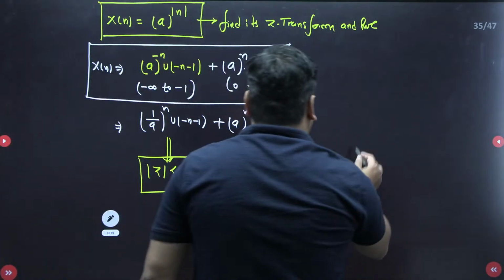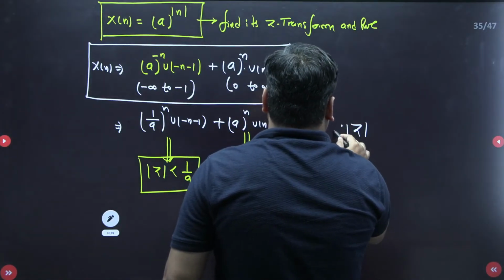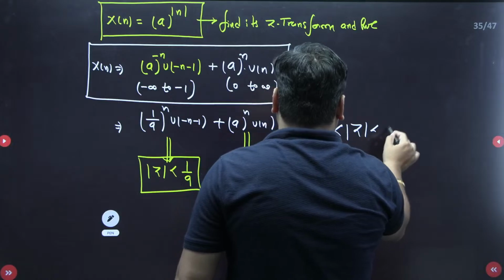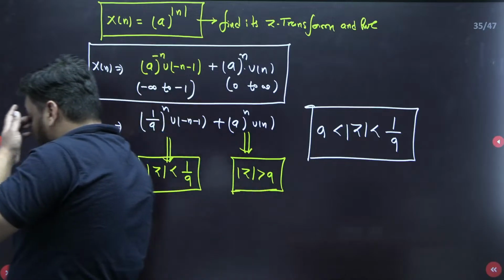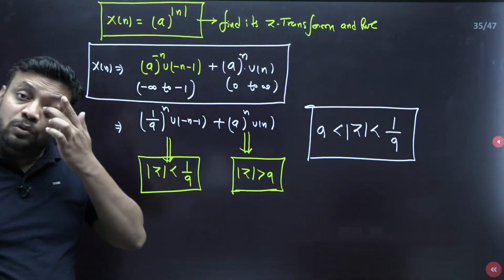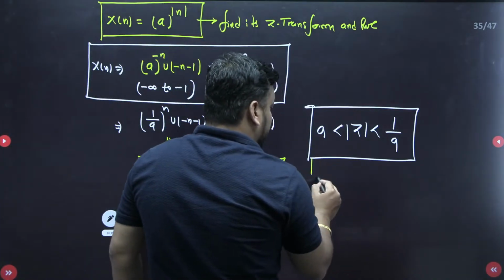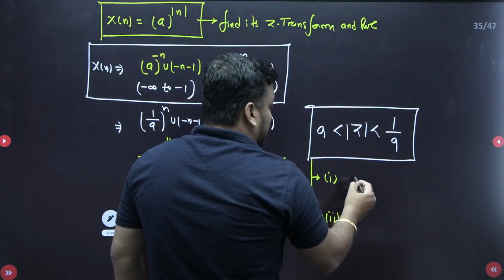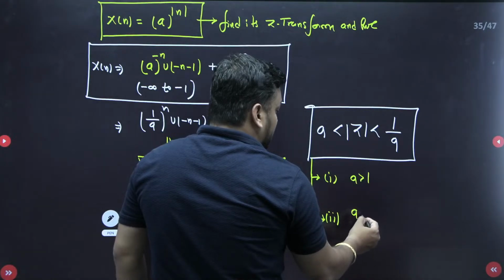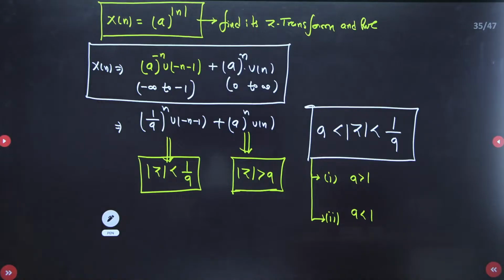So is there any common ROC? If I go for the common ROC, because it is a two-sided signal, mod of z should be greater than a and less than 1 by a. Now you should tell me when you will get the common ROC. If I give you two cases, whether a is greater than 1 or a is less than 1, in which case is there a common ROC? Do reply.